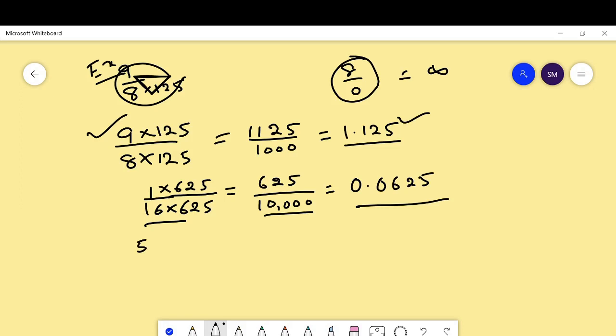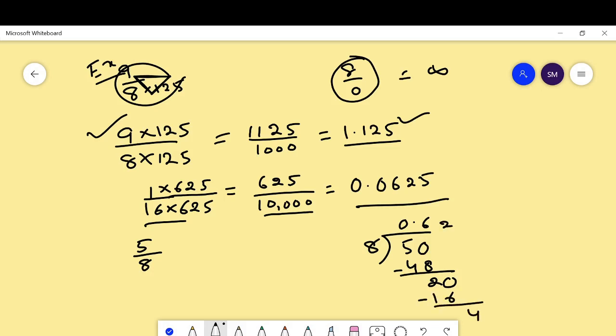Suppose we are given 5 upon 8. To convert it into decimal, divide 5 by 8. Put 0 here, then the decimal point. Then 8 6s are 48. Then next 2. Then add another 0. Then 8 2s are 16. Then this is 40. 8 5s are 40. Then this is 0.